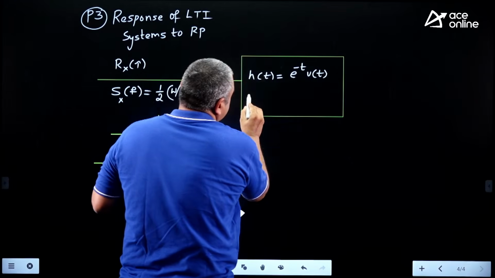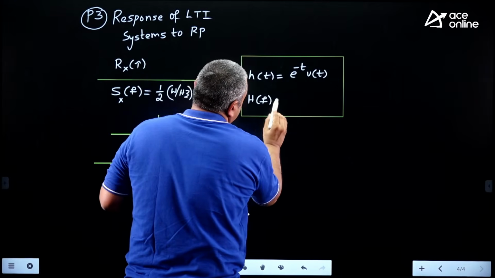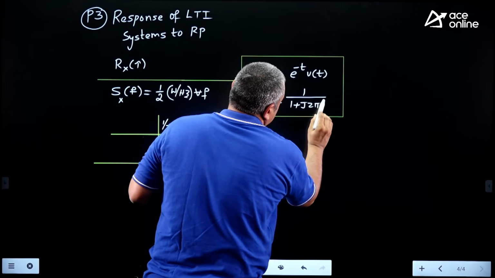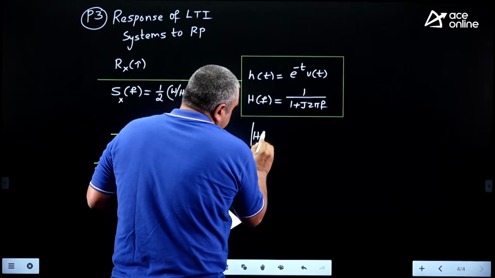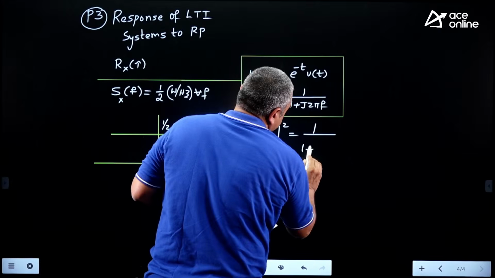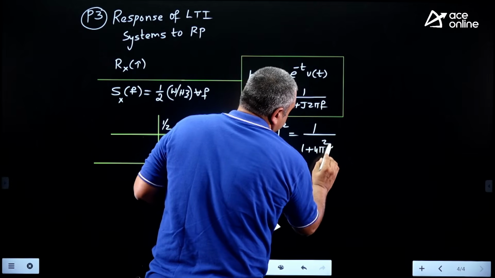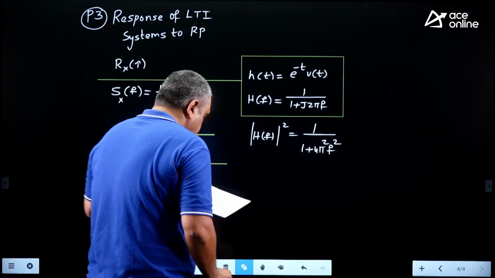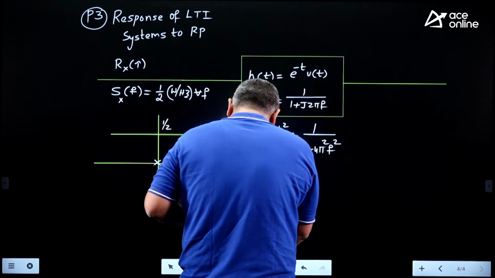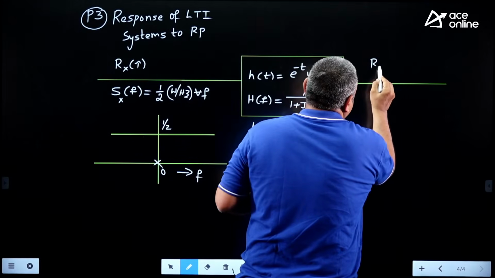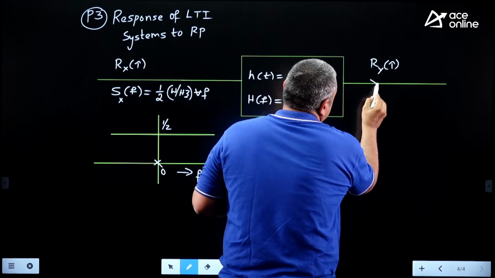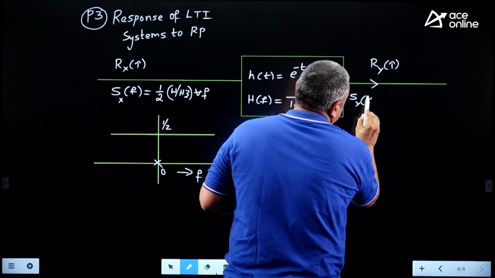So what would be its system function h of f? Fourier transformation is 1/1 plus j into 2 pi f. So what would be mod of h of f whole square? This would be equal to 1/1 plus 4 pi square f square. Finish. Now definitely you will have an output power spectral density. So there will be an output autocorrelation function I am writing as Ry of tau, for which output power spectral density is Sy of f.